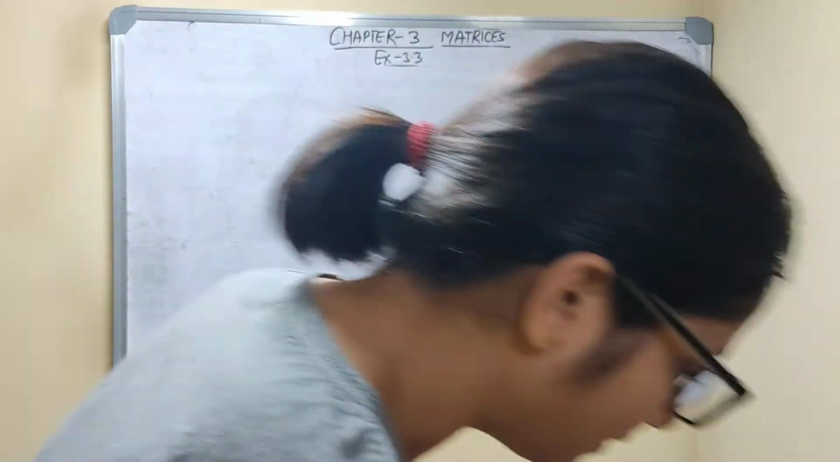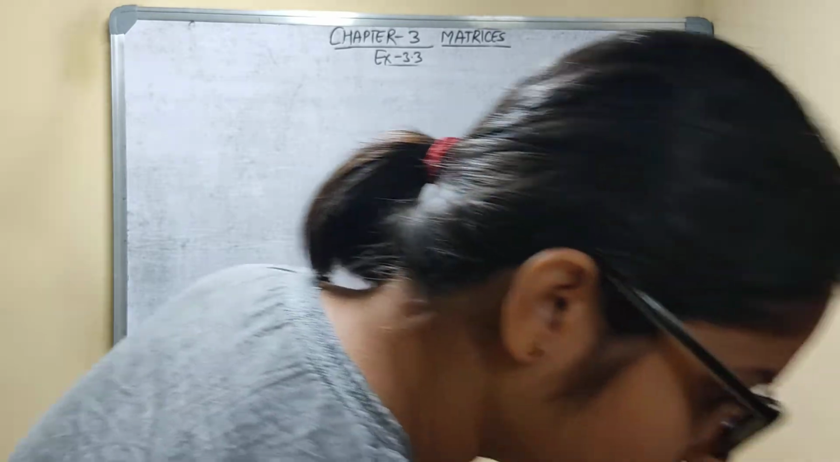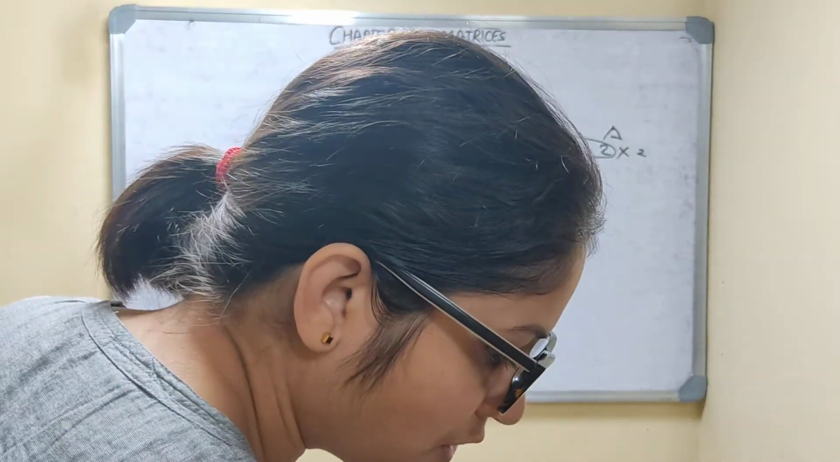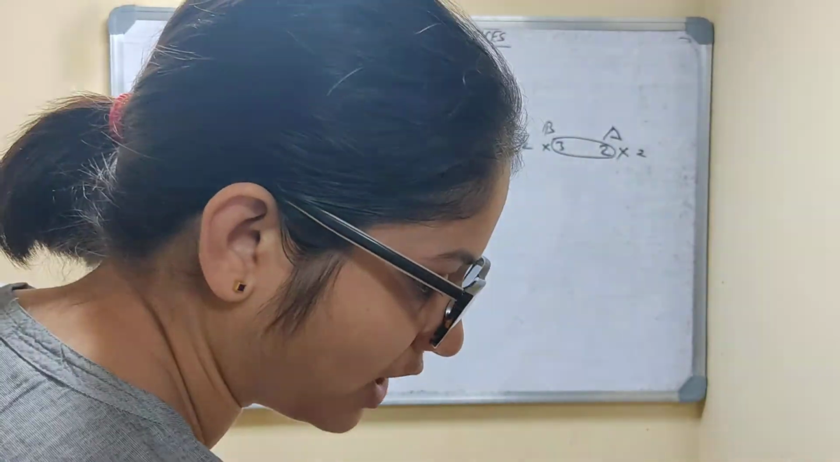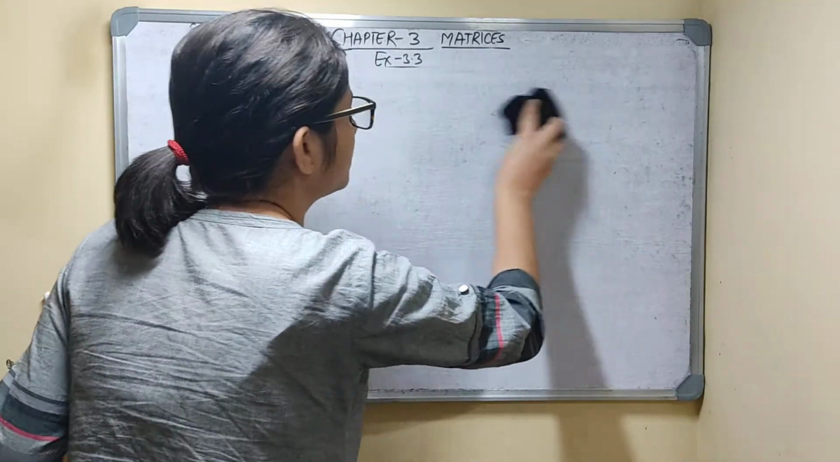Look at the 15th question. Like the 14th, in the 15th also you have to multiply AB and solve BA, and check whether they are equal or not. Now I am coming to question number 16.